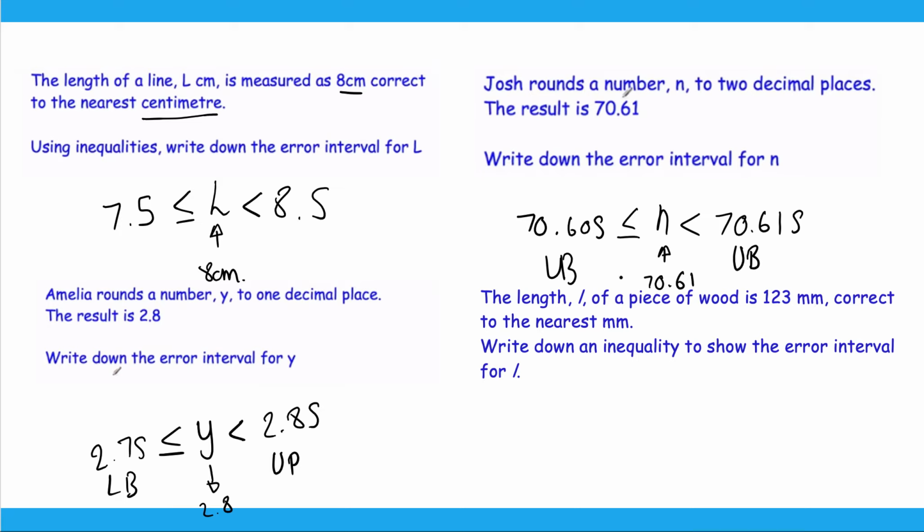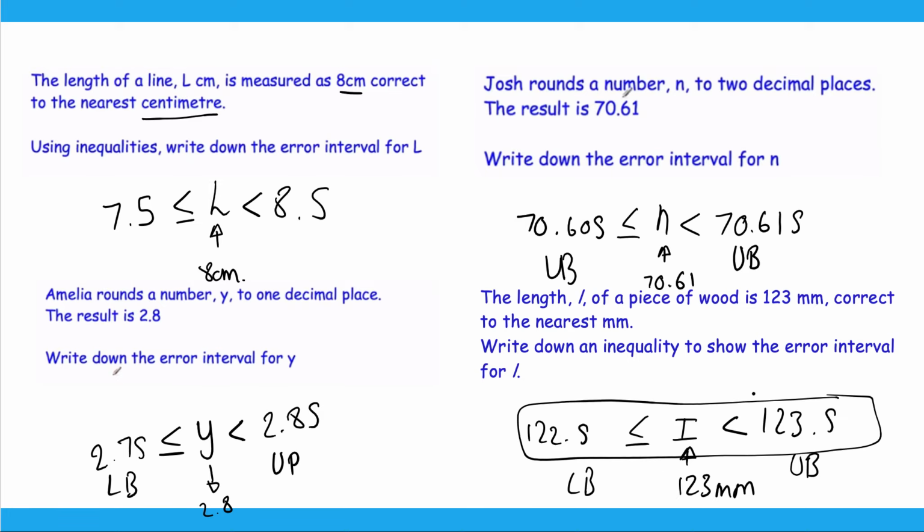Next question: the length L of a piece of wood is 123 millimeters, correct to the nearest millimeter. Write down the inequality to show the error interval for L. We have L, a letter in the middle, we have our same signs, and we know that L is 123 millimeters, to the nearest millimeter. So our lower bound would be 122.5, upper bound would be 123.5, and that would be our error interval for this question.